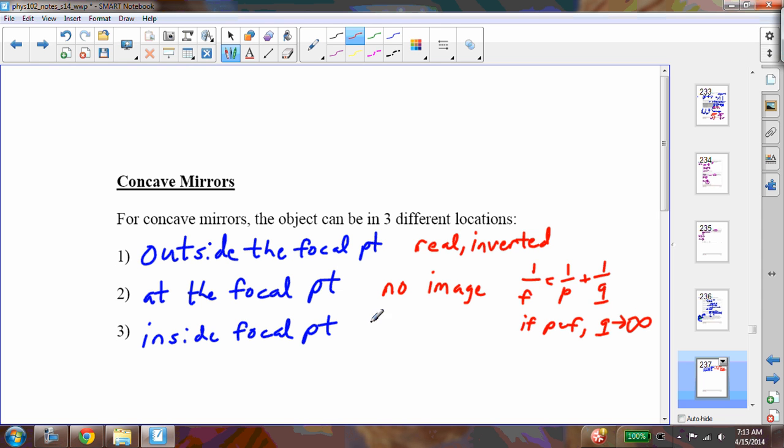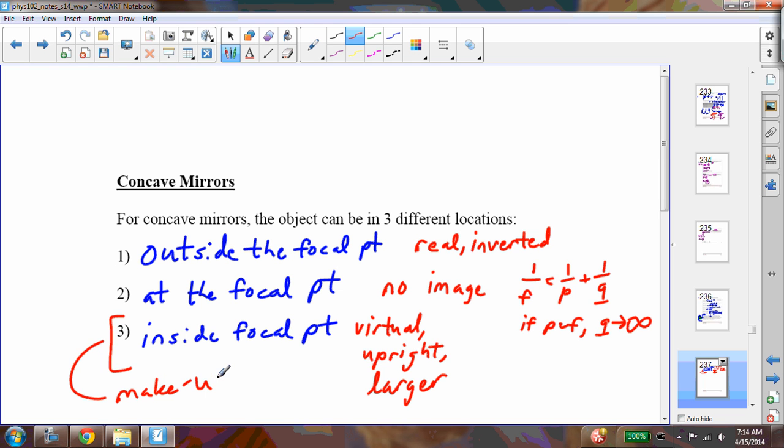And if it's inside the focal point, it will be a virtual image. It will be upright in single lens or single mirror systems. Virtual images are always upright, which we'll see why that is in a bit. It's the way the signs work, because Q is negative, so M is positive. Virtual, upright, and also a larger image. All right. This is like the shaving mirror or the makeup mirror. Right. Your face is upright and it's bigger because you're inside the focal point of that mirror.